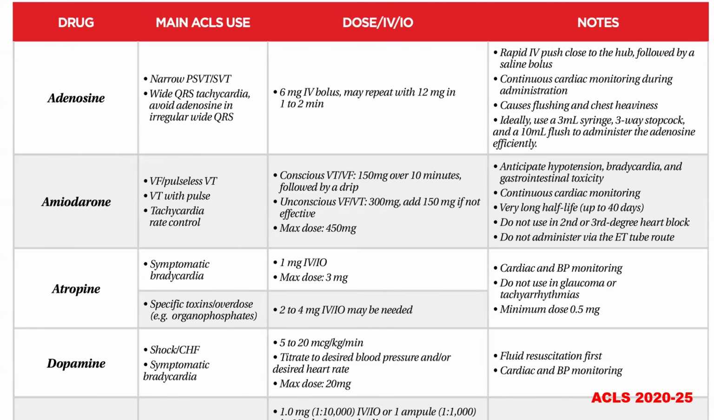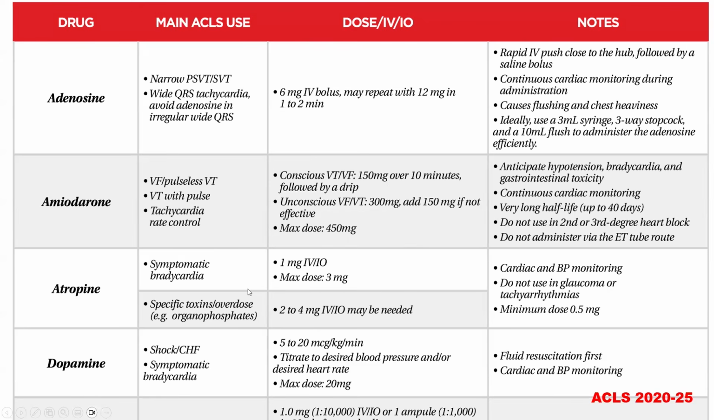Ideally use a 3 ml syringe, a 3-way stopcock, and a 10 ml flush to administer adenosine efficiently. Usually it's done by 2 individuals. Have a stopcock, one person pushes the drug and another person pushes the flush while you are switching the stopcock, so that the adenosine is delivered immediately. It should be given in close proximity to the heart.